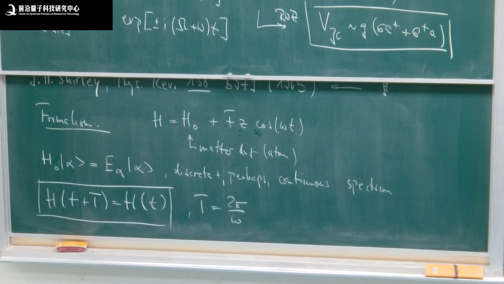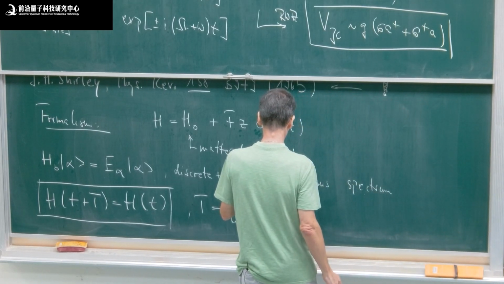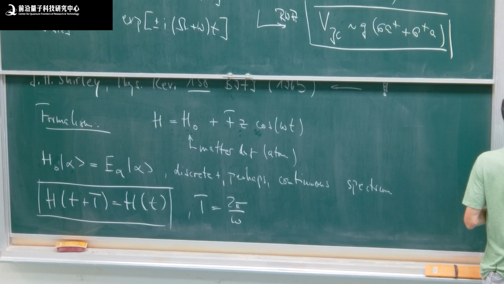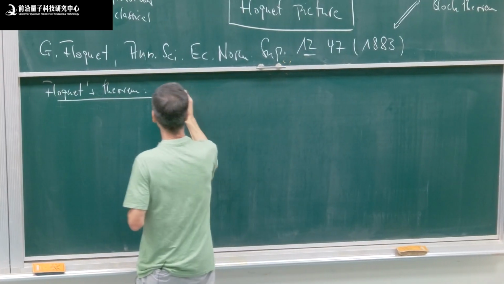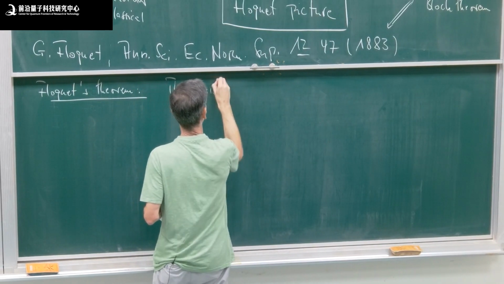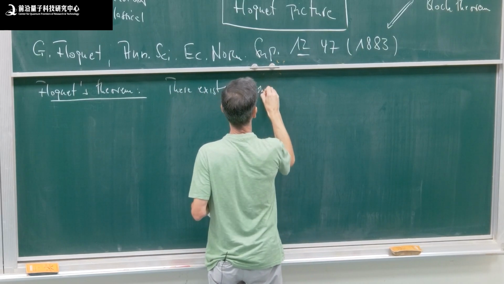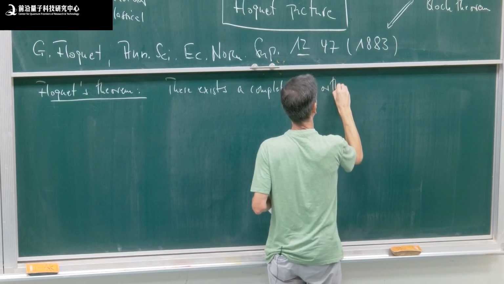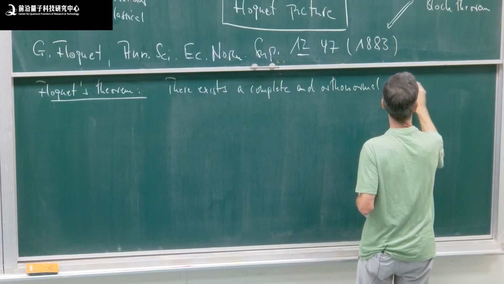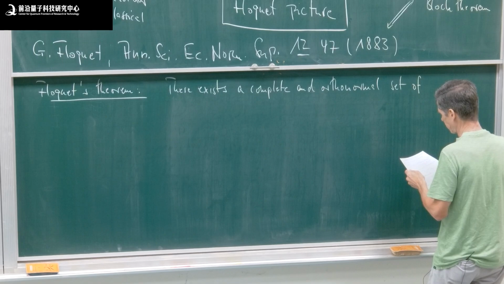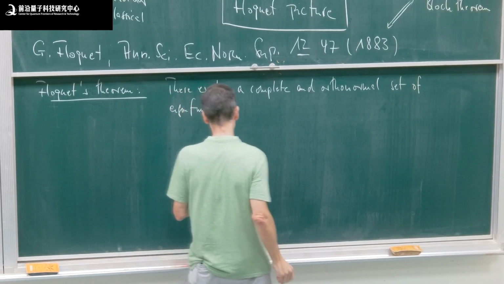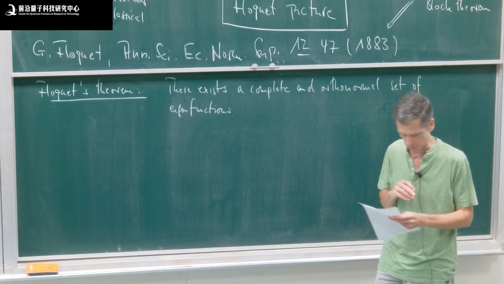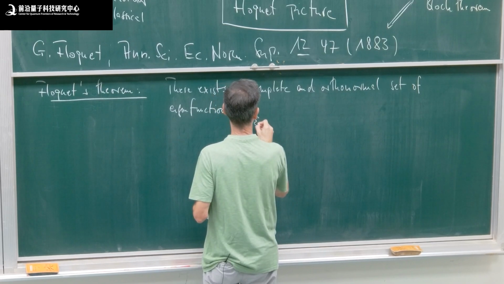And now I state the Floquet theorem, maybe here. So the Floquet theorem says there exists a complete and orthonormal set of eigenfunctions, and I will have to say eigenfunctions of which operator. Eigenfunctions, and I write them as epsilon of t.